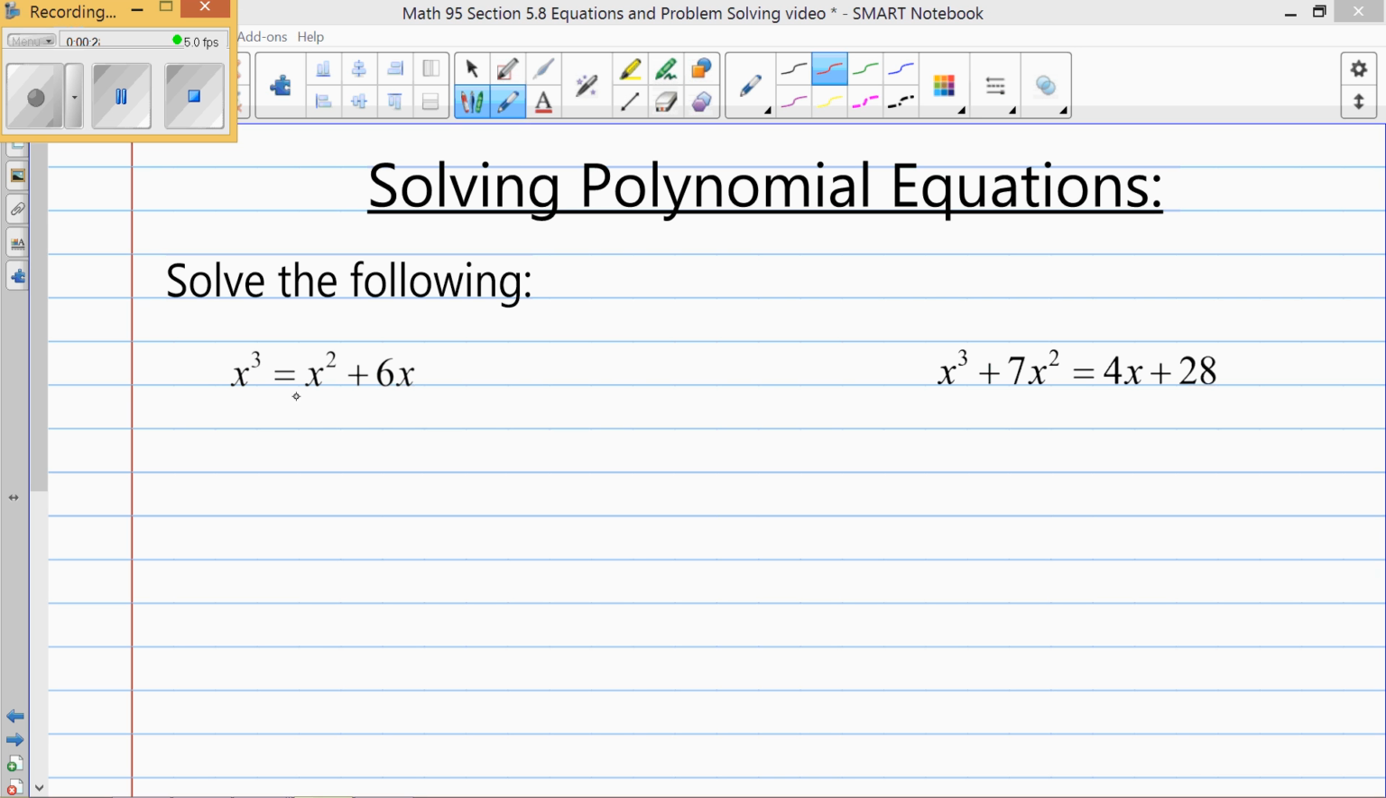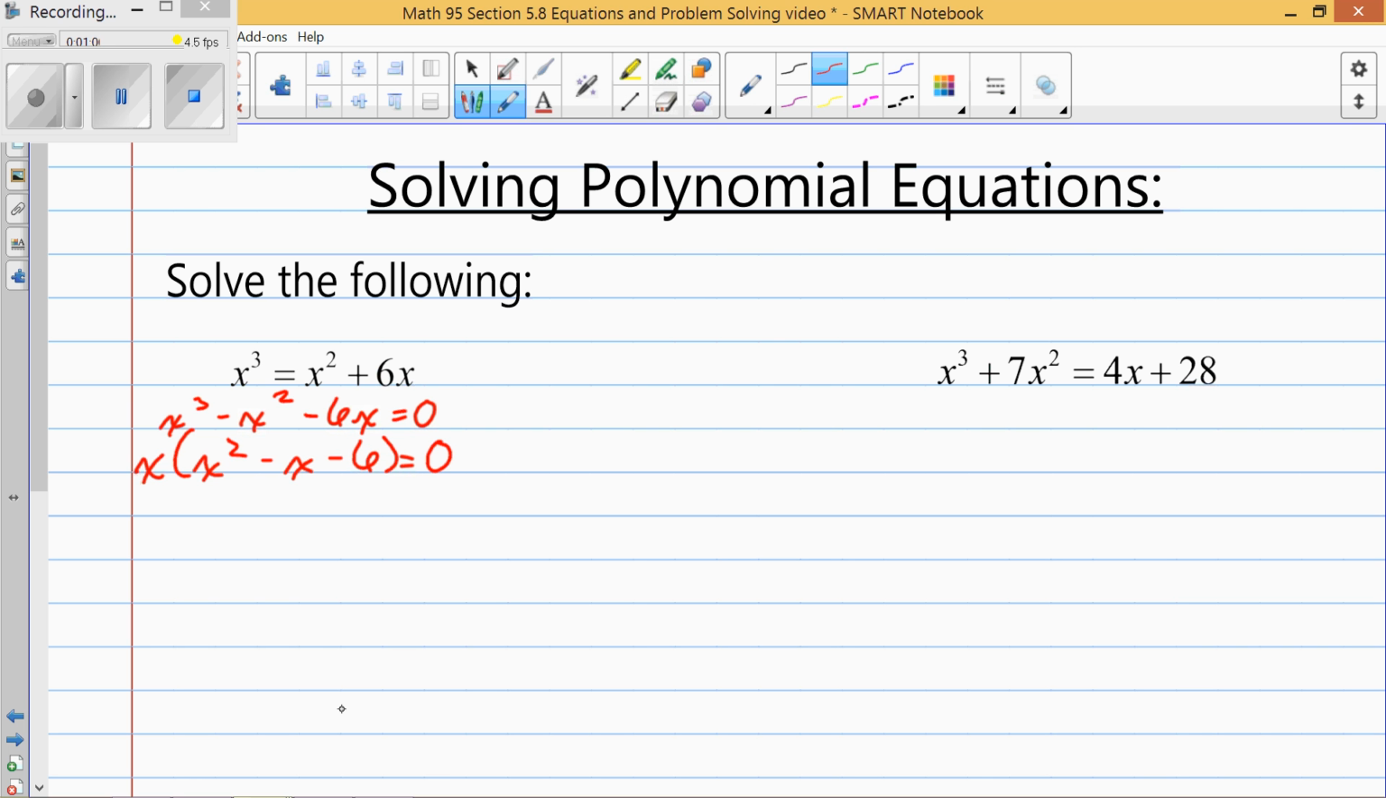So, first step, let's get these into standard form. To do that, I will subtract x squared and 6x from both sides. So to get this into standard form, I will have x cubed minus x squared minus 6x equals 0. And now I will factor this. Our strategy when we had a cubic function was either to factor by grouping, which isn't possible if we only have 3 terms, or factor out a greatest common factor, which is what we have here. So I'll have x times (x squared minus x minus 6) equals 0.